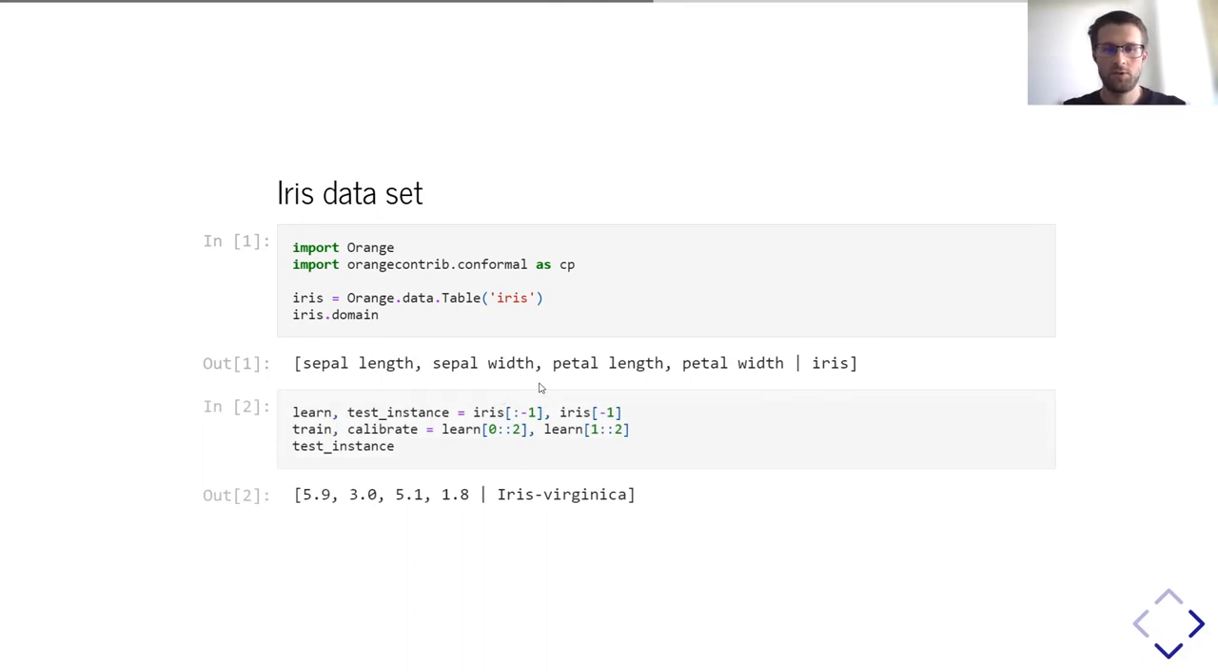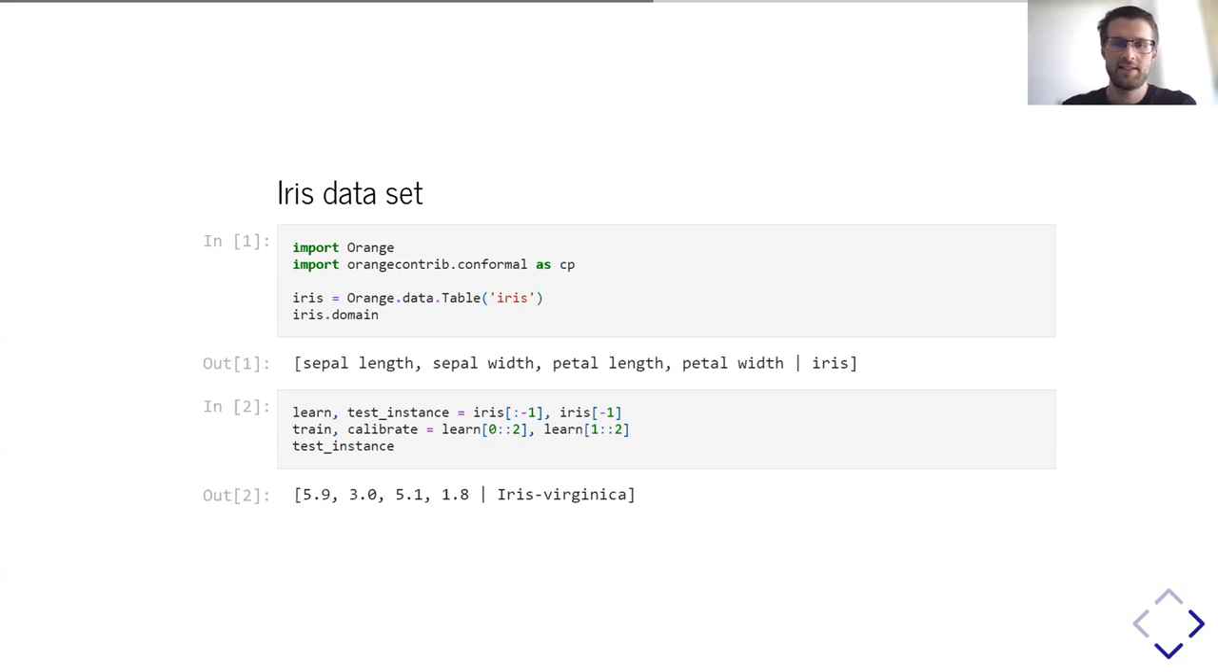And we'll split the data. I'll focus mostly on the inductive setting because it's the fastest and probably the easiest to demonstrate. We'll just use as the learning data set all of the elements except for the last one, and the last one will be used as a test instance that we'll investigate. We'll further split this learning data set into a proper training data set and the calibration data set. We'll choose odd and even indices for one and the other. If we look at the test instance, we see that we have some numbers as lengths and then the class value that we're predicting.